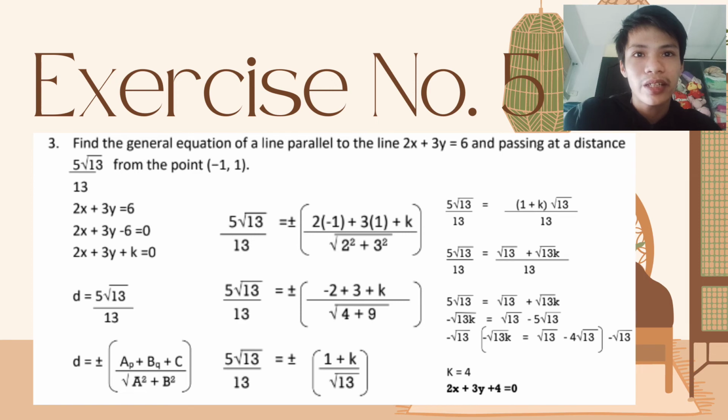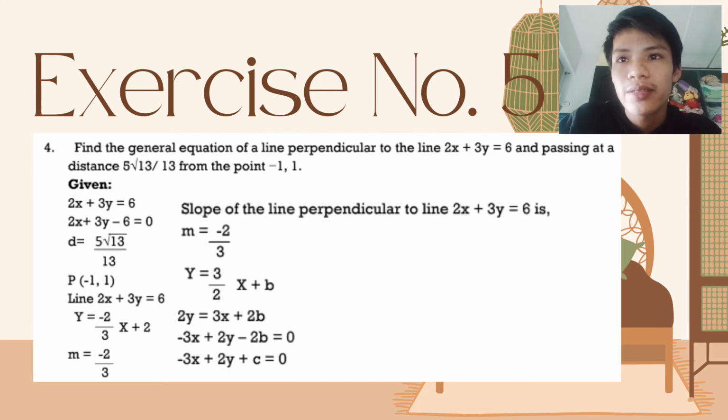Negative square root of 13k is equal to square root of 13 minus 5 square root of 13. So, negative square root of 13k is equal to square root of 13 minus 4 square root of 13 minus square root of 13. So yung k natin dito is 4 and the answer is 2x plus 3y plus 4 is equal to 0. Next, number 4.